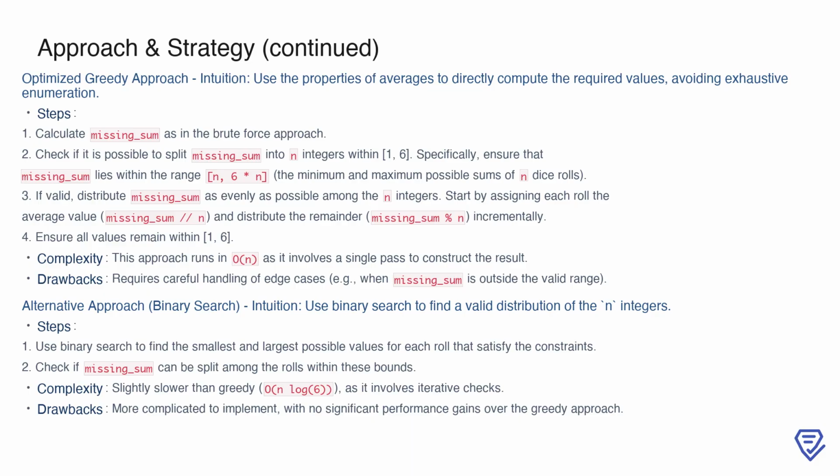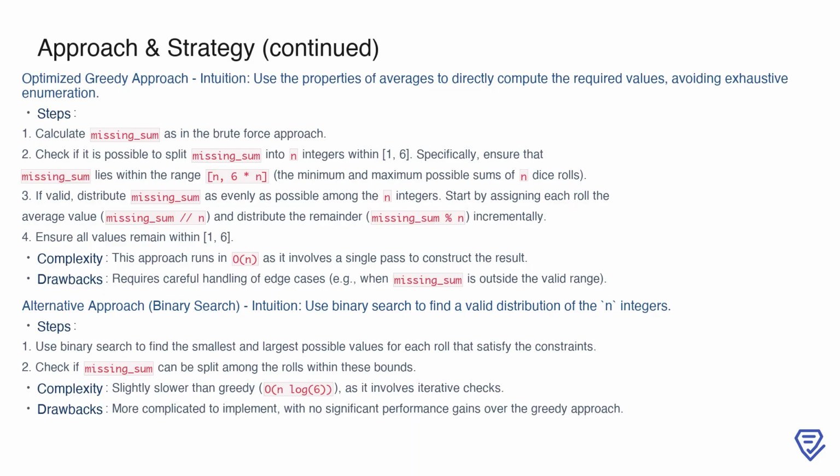If this condition is satisfied, we distribute missing_sum as evenly as possible across the n integers. This involves assigning each roll the average value, calculated as missing_sum // n, and then distributing any remainder, given by missing_sum % n, incrementally. Throughout this process, we ensure that all values remain within the valid range of 1 to 6. This approach achieves a time complexity of O(n), since it requires only a single pass to construct the result. However, it is important to handle edge cases carefully, such as when missing_sum falls outside the valid range.